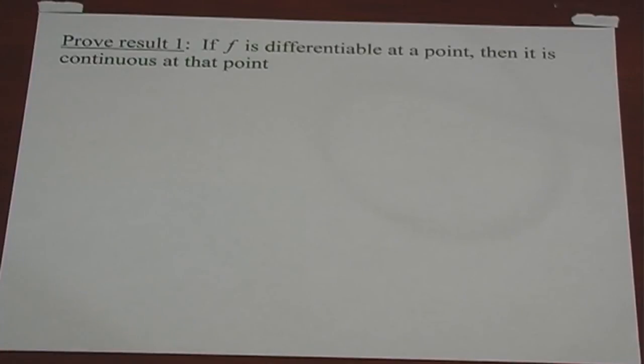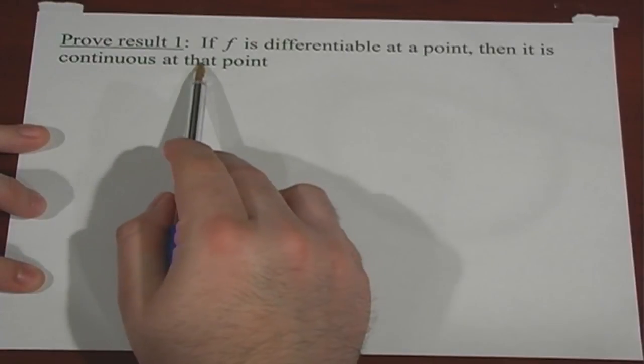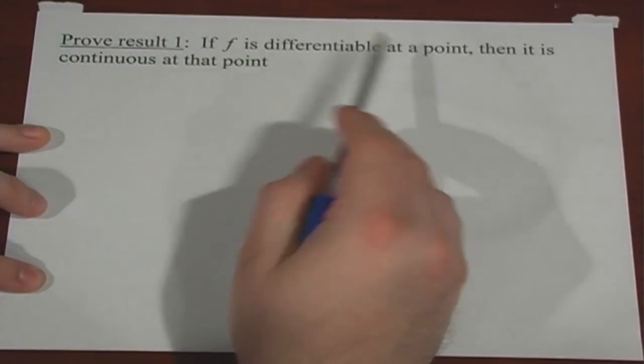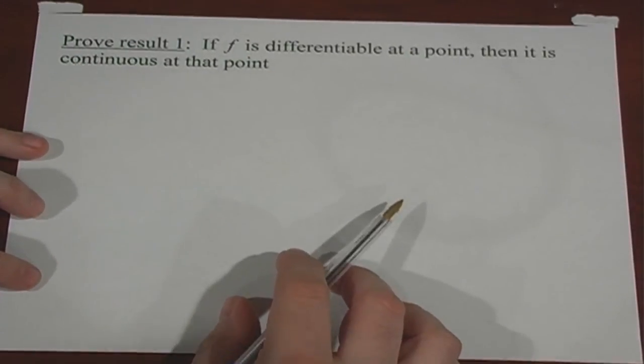Definitely know this result though, and don't mix it up. Make sure you know that if it's differentiable, then it's continuous. Or another way to say it is if it's not continuous, it's not differentiable. There's two other ways that people say it that are wrong. So don't say if it's continuous, then it's differentiable. That's wrong. And don't say if it's not differentiable, then it's not continuous. That's not right. So try to get the order correct there. It has to either be if differentiable, then continuous, or if not continuous, then not differentiable. So only two ways you can say that.